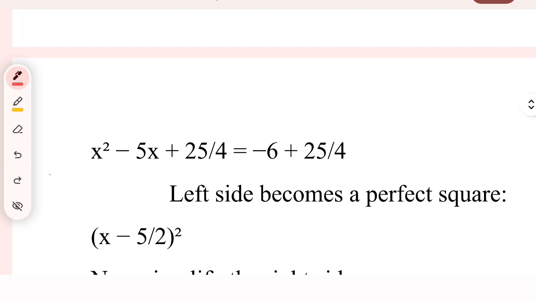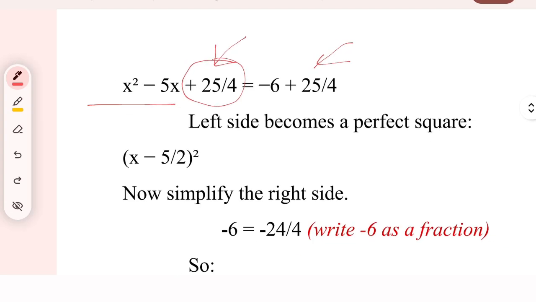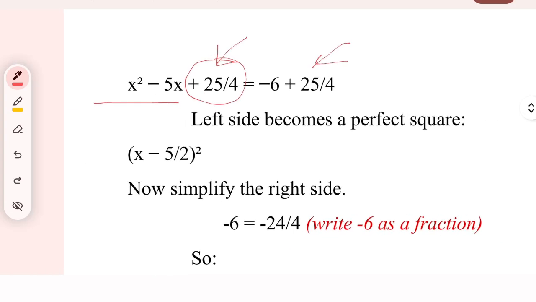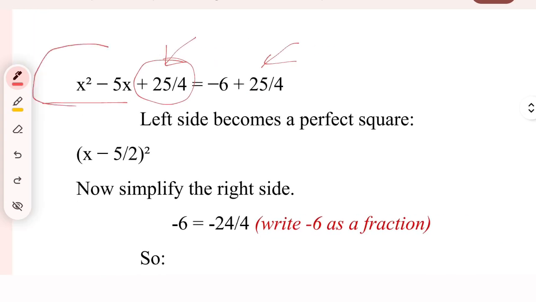So this is the first one. Remember, we transferred negative 6 to the other side. And then here is half of 5, and we square it. And since we add it on one side, you should add it also on the other side, plus 25 over 4. So as you can see, the left side becomes a perfect square now. When we added 25 over 4, it becomes a perfect square.